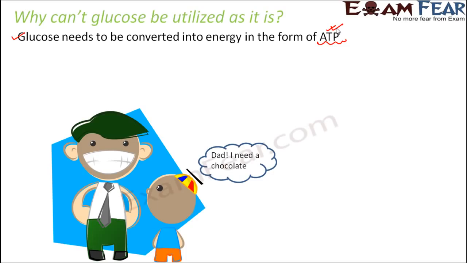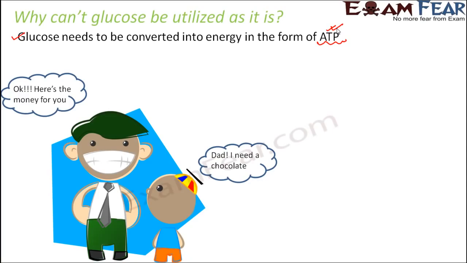Now, what does your dad do? Now your dad has two options. One option is he can give you a chocolate. The other option is he might not give you a chocolate, but he can give you something else that can be converted into a chocolate. So in this case, what your dad did, he said, okay, here's the money for you. So instead of giving a chocolate, he gave you money to buy a chocolate.